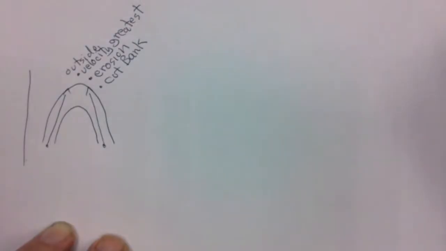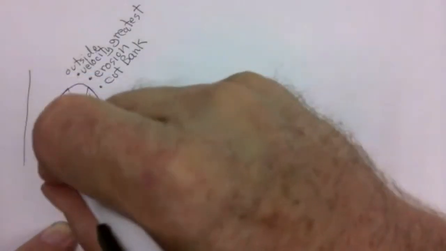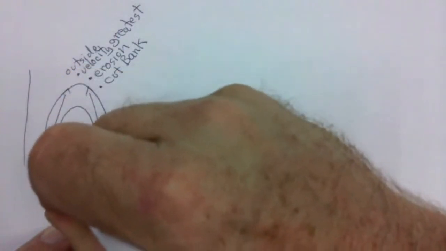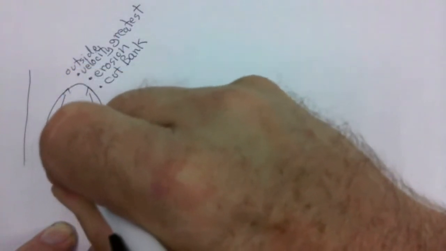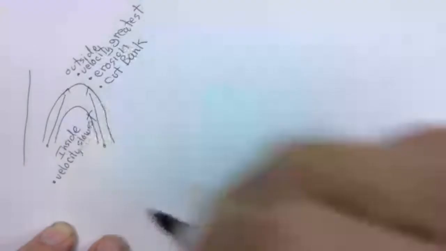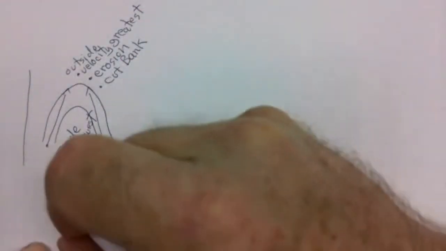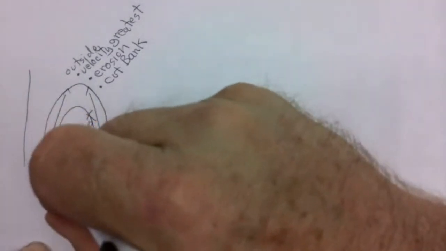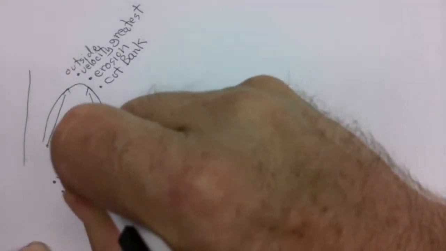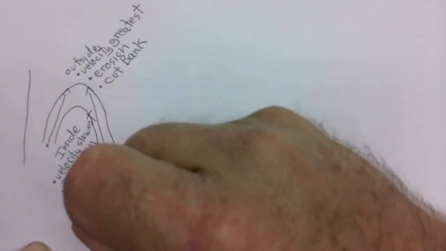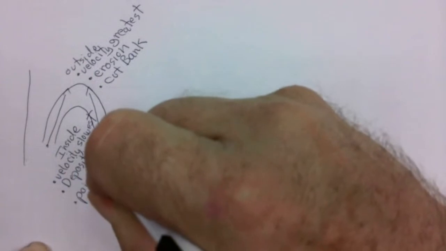The opposite is true on the inside. Here is the inside of the meander. Velocity is the slowest. The sediment doesn't get carried and it gets deposited. And this is called the point bar.